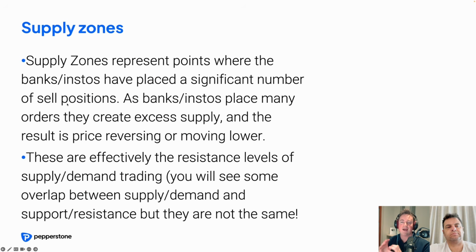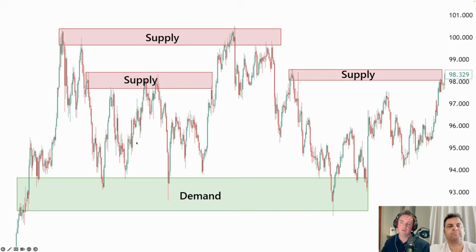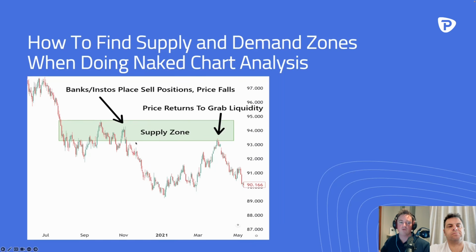So, of course, supply zones are the backwards version of demand. Basically, they represent points where banks and institutions have placed significant numbers of sell positions instead of buy positions, and they end up creating excess supply, and the result is prices reverse and move lower. They're effectively like the resistance level of supply and demand, and you'll often see some overlap between supply and demand zones and resistance and support zones. So if you come from a background of understanding support and resistance, then this is really a more nuanced way of doing it. And what you're trying to understand is market equilibrium. So it's very important to understand both supply and demand.